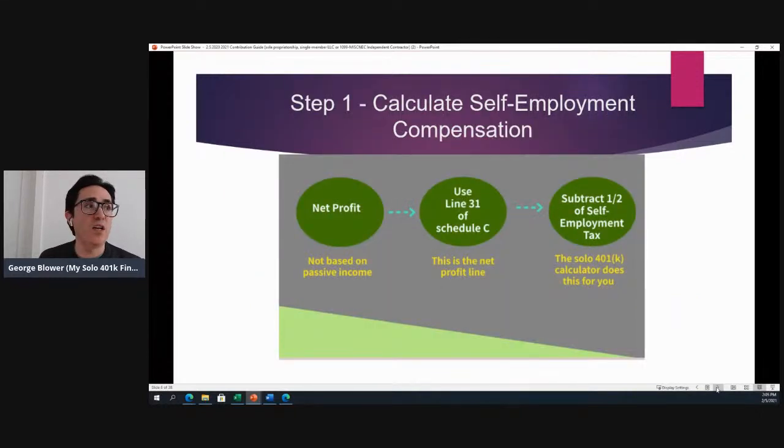So as far as the calculation, you're going to start with net profit. So that's going to be line 31 of Schedule C. You reduce it by 1/2 of the self-employment tax. So our solo 401k calculator does this for you. And you'll see as we go through the slides there.